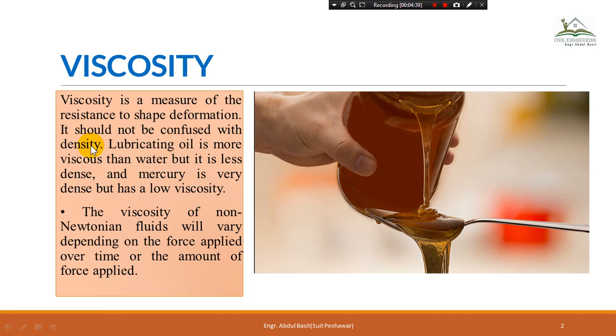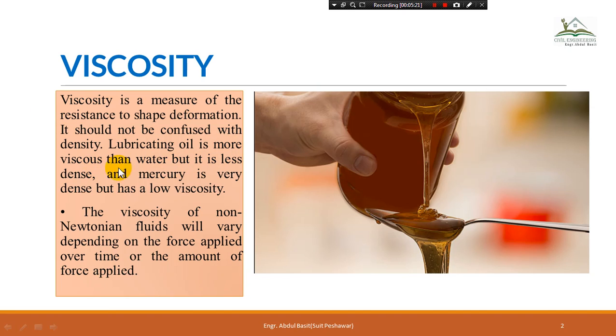To differentiate, you must say that density is mass per unit volume. How much mass of honey, or any liquid that may be water, is put in a sample of one unit volume. That will be the density of honey, and that will be the density of water. But viscosity is defined differently, and it is a different phenomenon. It is the resistance offered to the flow, or the resistance to shape deformation. Shape deformation is the same thing as flow.